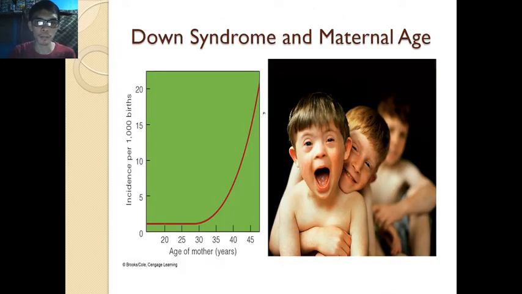Alright, next one. There is some research that Down syndrome and maternal age are correlated. As the mother's age increases, the incidence of Down syndrome in the offspring increases as well. That is according to some research about this syndrome.